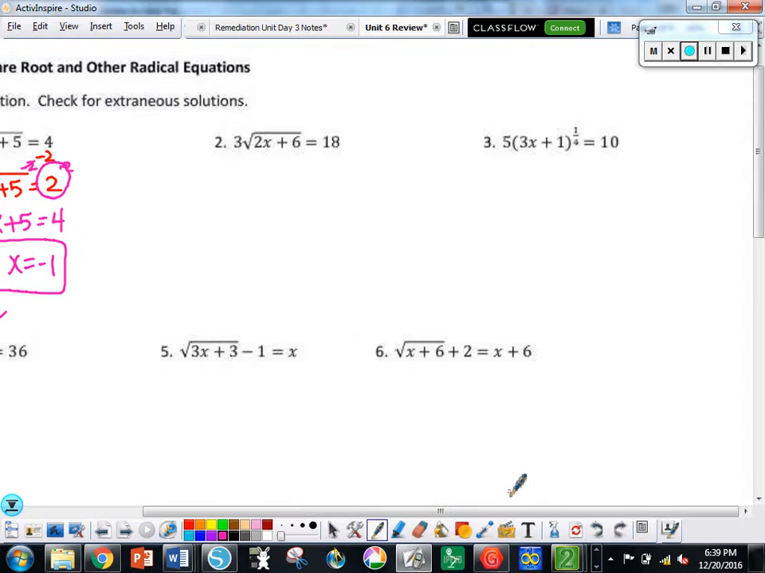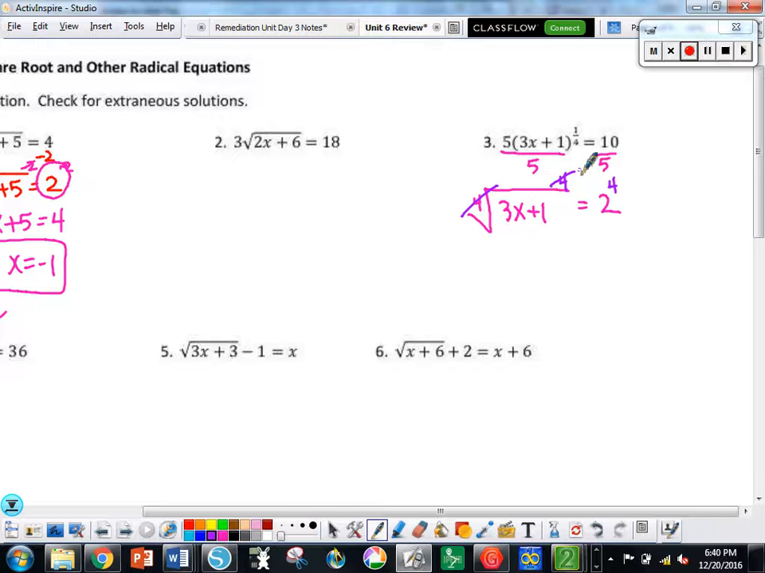Let's look at number 3. The very first thing I will do is isolate my radical, so let's divide both sides by 5. And as I'm dividing, I'm also going to rewrite it so that it's in a radical because it just makes more sense to me that way. Now how do you get rid of a 4th root? You raise it to the 4th power, I think is the technical terminology.